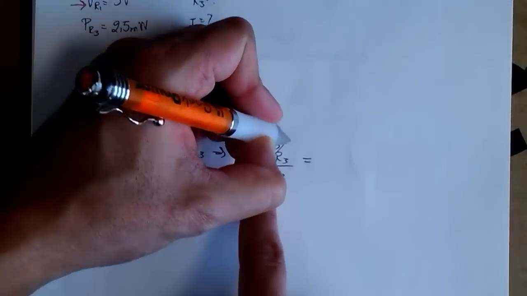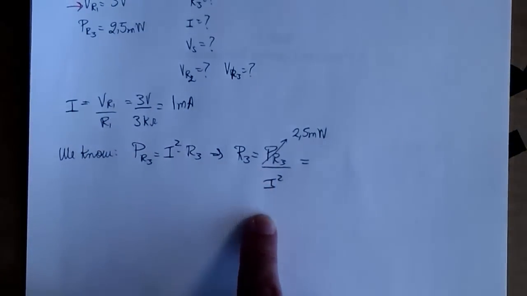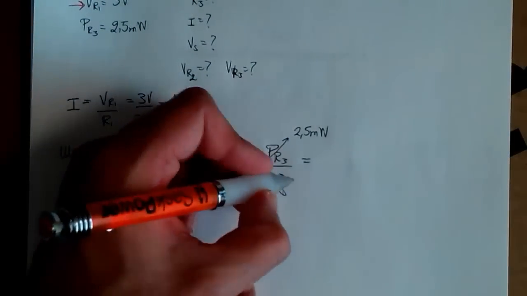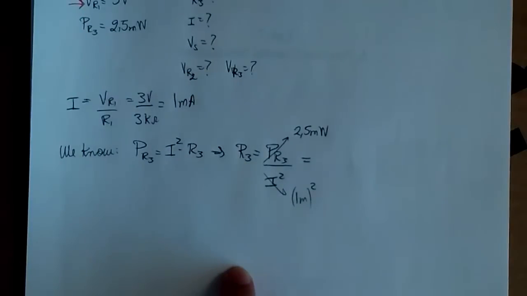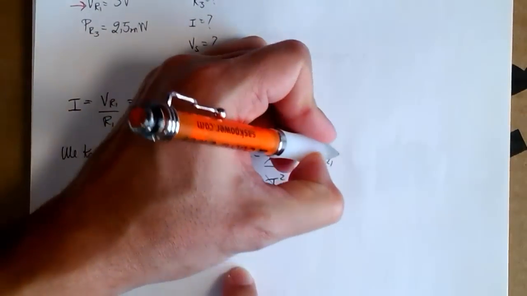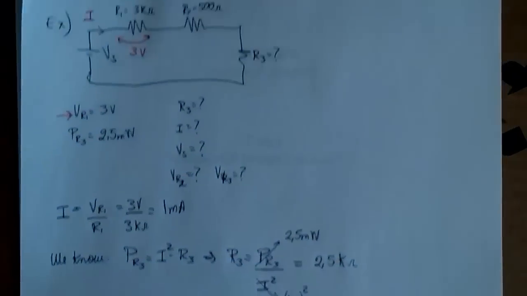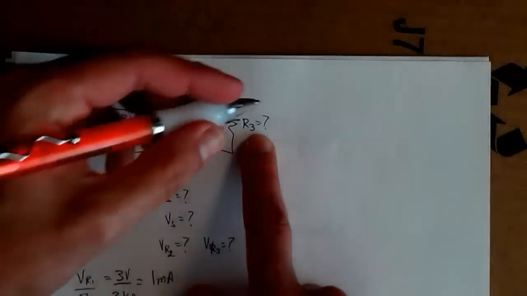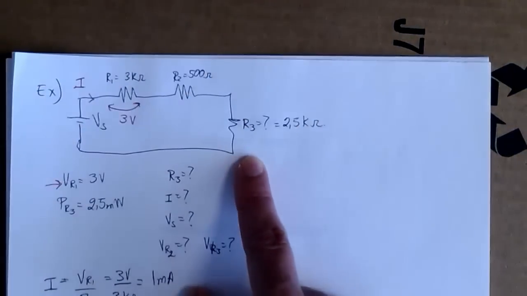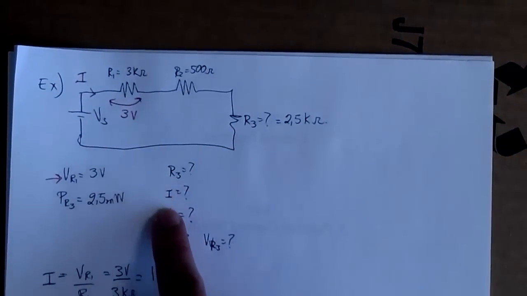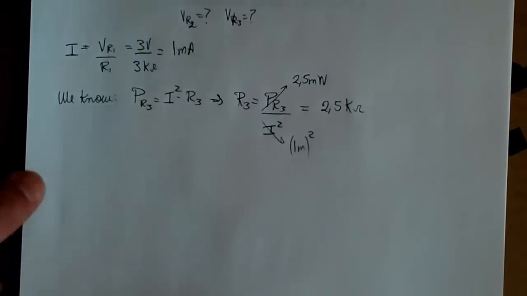So the power PR3 is 2.5 milliwatt, and the total current is 1 milliamp, in this case 1 milliamp squared, and we get 2.5 kilo ohms. Now in order to find the voltage provided by the source, well, we have here now 2.5 kilo ohms. So we know the value of the 3 resistors now. We want to know the voltage provided by the source, Vs.